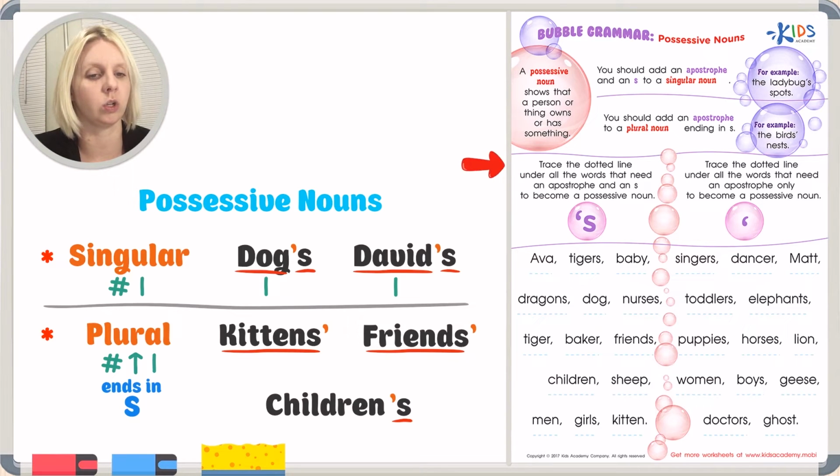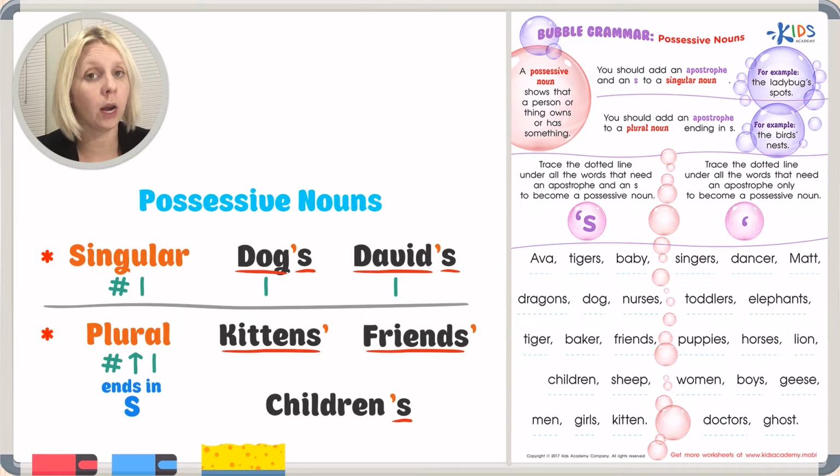So let's come down to the directions here and let's look at this first side. Let's do the left side first. It says, trace the dotted line under all the words that need an apostrophe and an S to become a possessive noun. So let's go to our first word. Our first word is Ava.